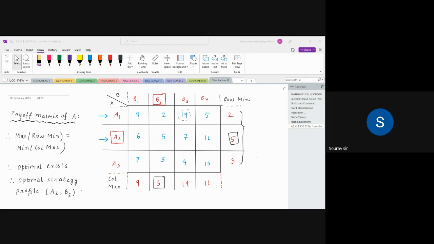Okay, fine. And therefore, player two's optimal strategy is to take the minimum out of the column maximums. And if these two strategies match somewhere, then that is the equilibrium or the optimal strategy profile that we are looking for. If they don't match, that means you will not have a direct optimal strategy profile. If they do match, then you are getting one. Okay, is it fine with all of you? Any questions on this?